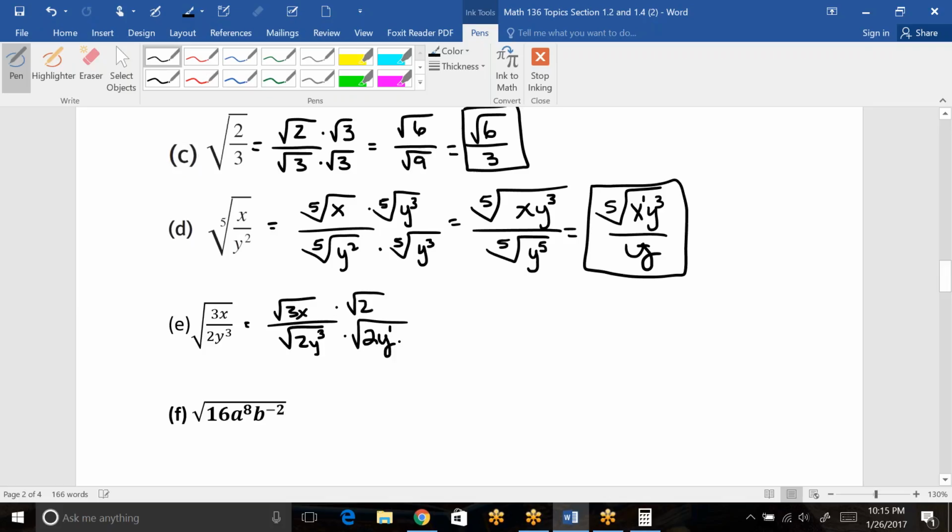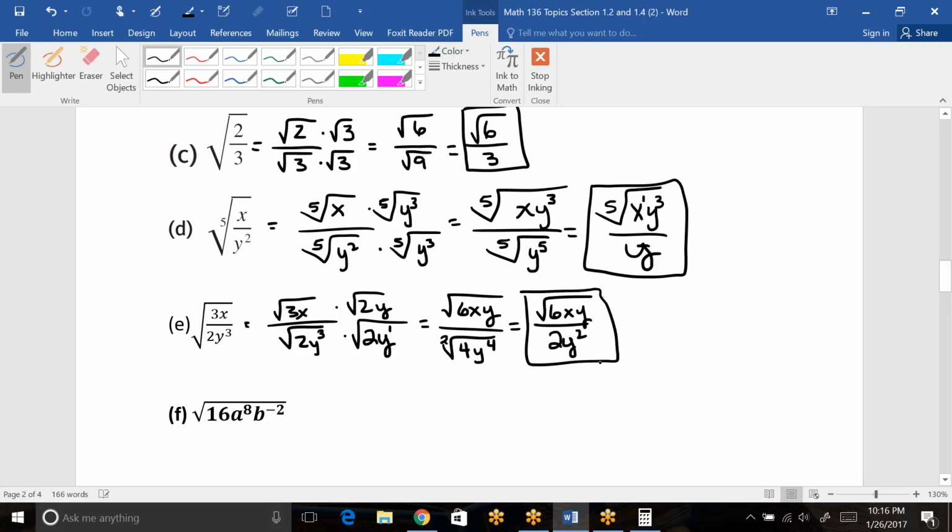Now, if you did y to the third, that would work, but you're actually creating more work in the end product. You'd have to reduce more. So this would be square root of 6xy if we multiply across the top over the square root of 4y to the fourth. So square root of 6xy. Square root of 4 is 2, and 2 goes into 4 exactly 2 times. So I have a y squared on the outside of that.